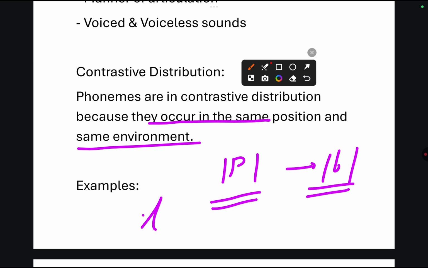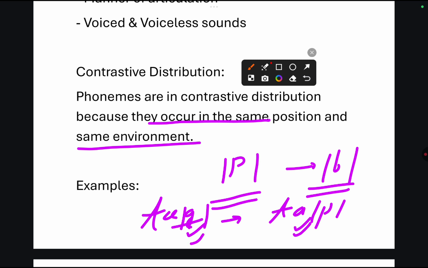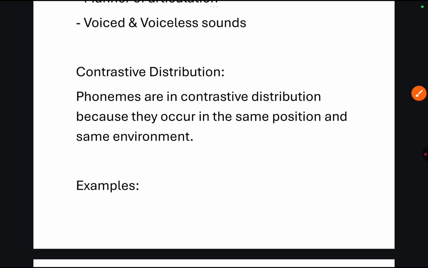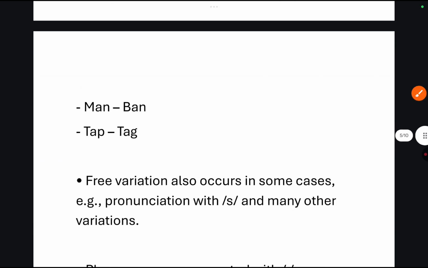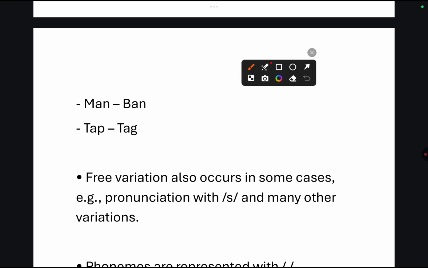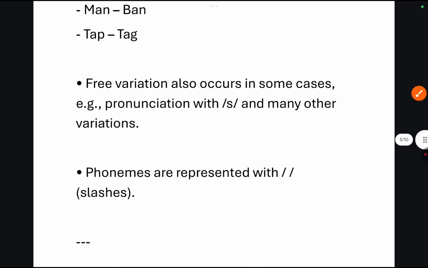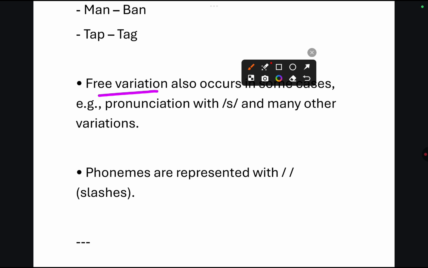For example, if it is "tag" and I change the phoneme "ga" with "p", it will become "tab". Now they occur in the same position and in the same environment, the meaning is changed and the pronunciation is also changed for the particular word. Hence the phonemes are in contrastive distribution. You can see here the example "man", "ban": we have changed "pa" with "g", so the meaning and the pronunciation also change. Phonemes also occur in free variation.